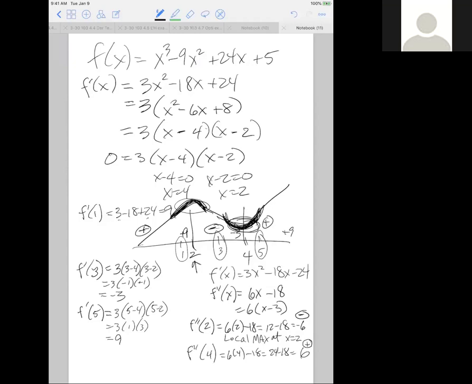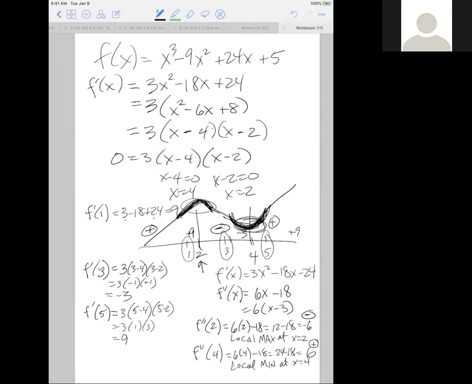So that's the general idea of that situation. So local max at x equals 2, local min at x equals 4. And if I asked you for the value, you could plug it in and get it. But that's the idea of the second derivative test: you take the critical numbers, plug them into the second derivative, and find out if it's concave up or concave down by the plus or minus. Okay?